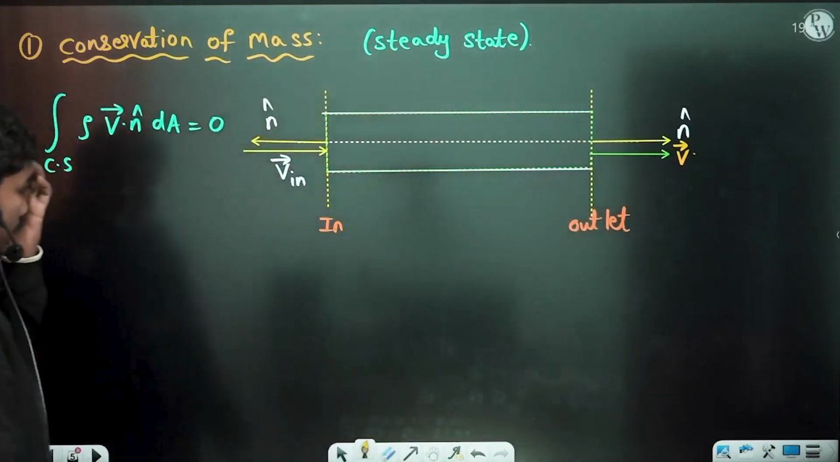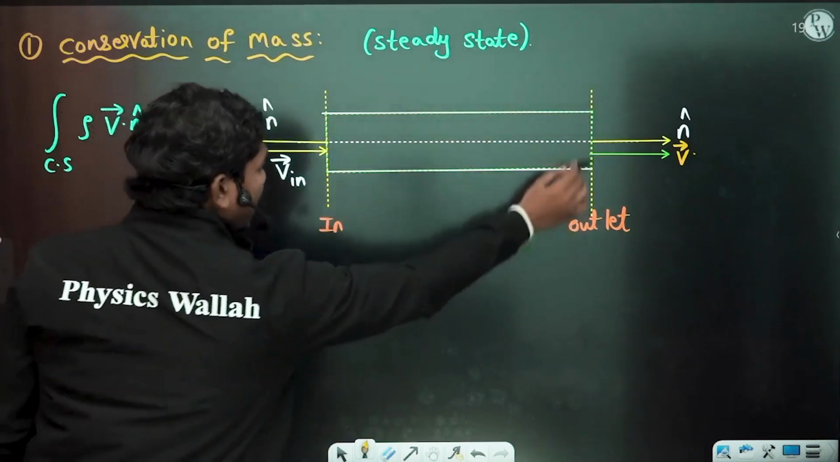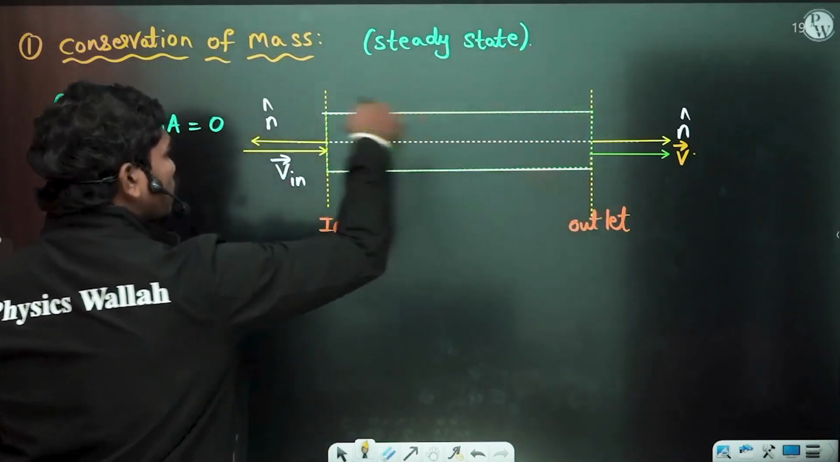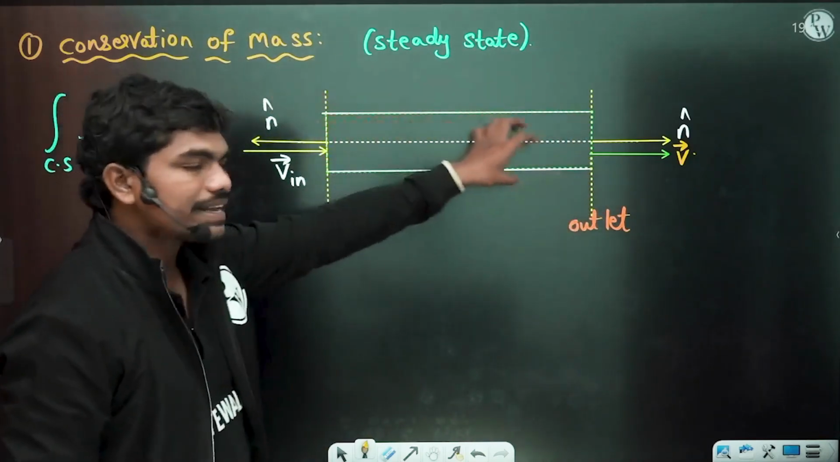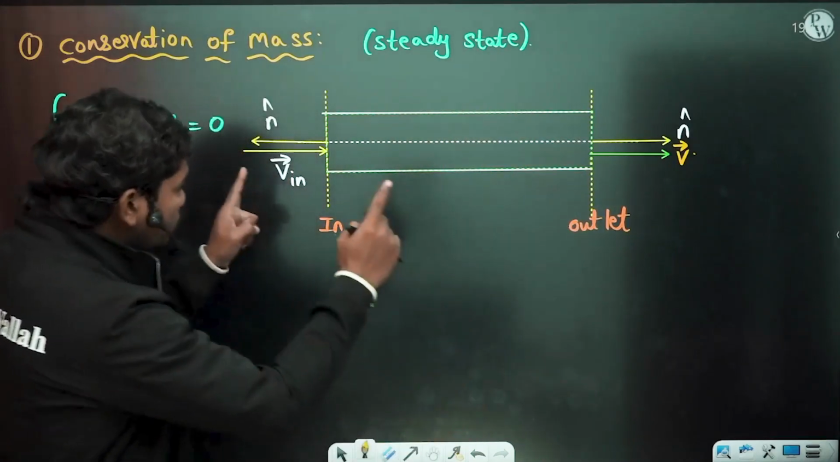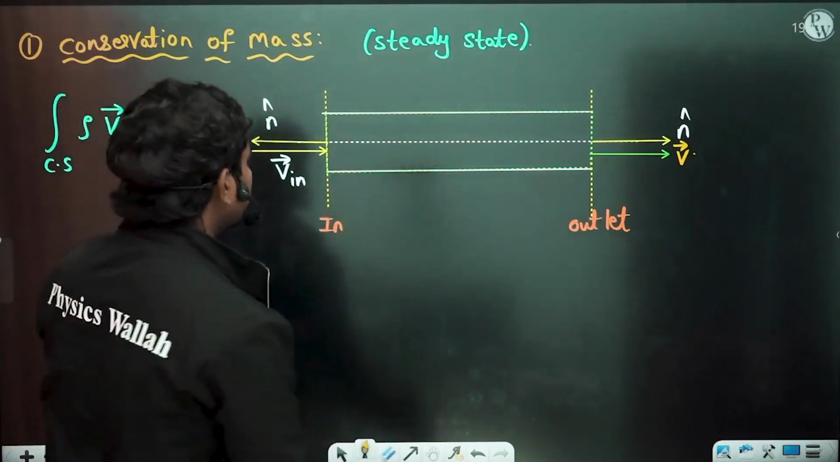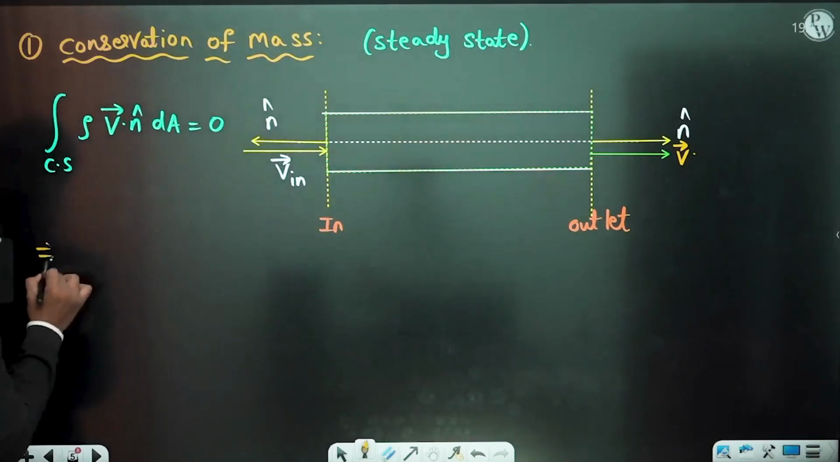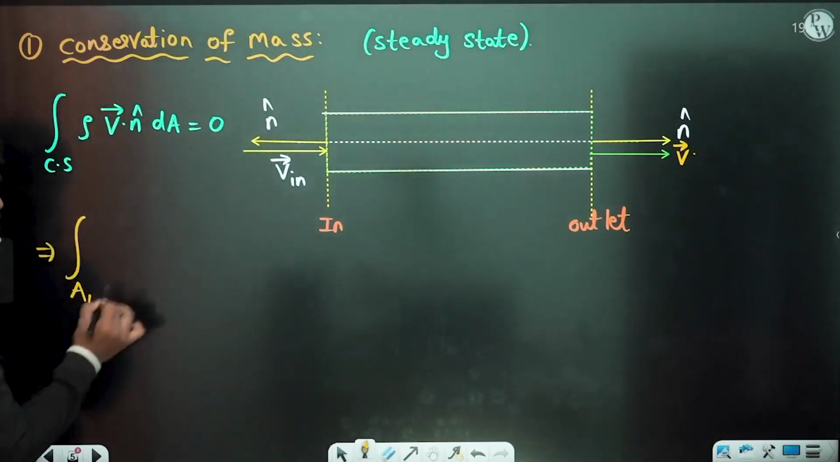Now try to understand one thing. Call this the inlet surface, and this the surface at the outlet, the area at the outlet and the area at the inlet, and through the remaining area there is no flow. Correct? Now there are only two areas through which fluid is flowing. So can I write this over the surface A1, meaning A inlet.